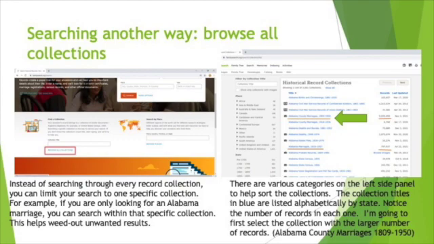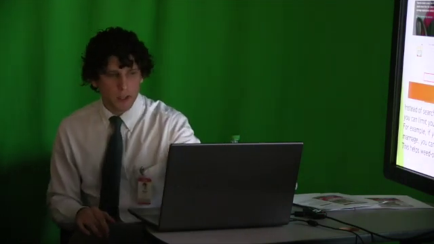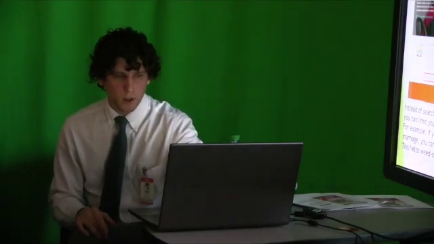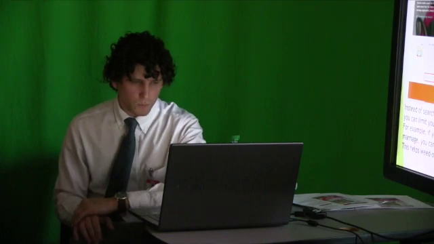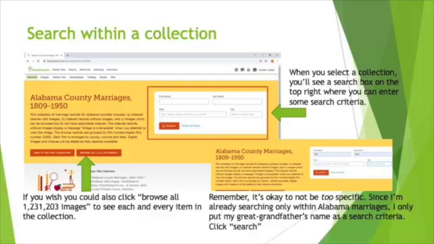So as I go through looking for Alabama marriages, I'm going to start with the one that has the most records first. And if I don't find it there, I might work my way down to some of the less likely sources. But I'm actually going to click on the name of the collection. It's highlighted in blue. So I'm going to select the record collection that I want to search through. And that's going to bring me to this screen. You see it's the title of the collection, Alabama County Marriages 1809 to 1950.